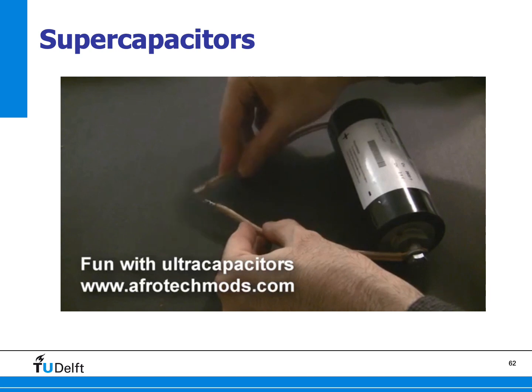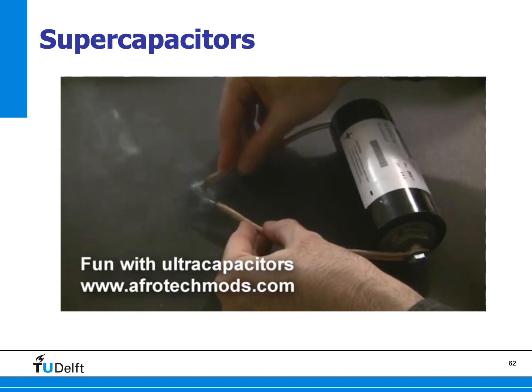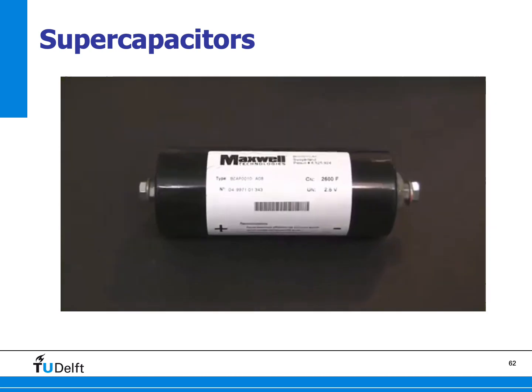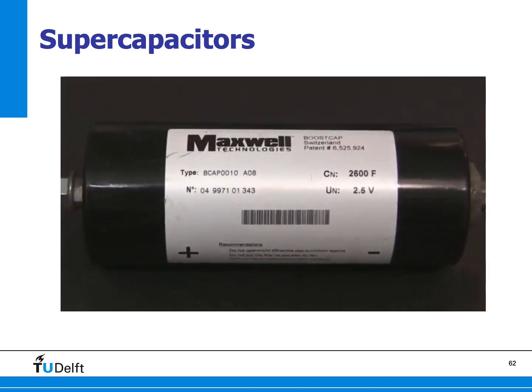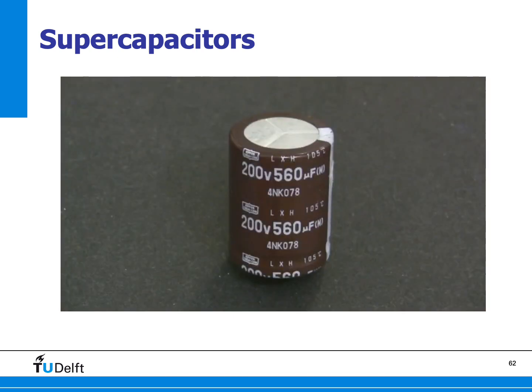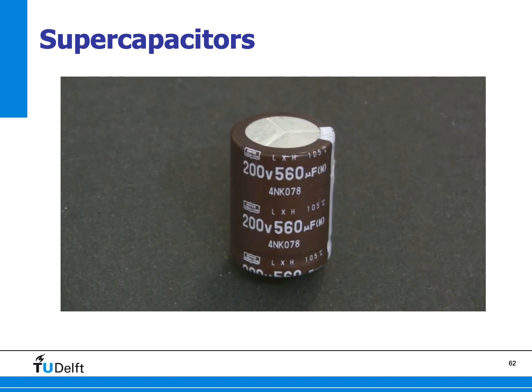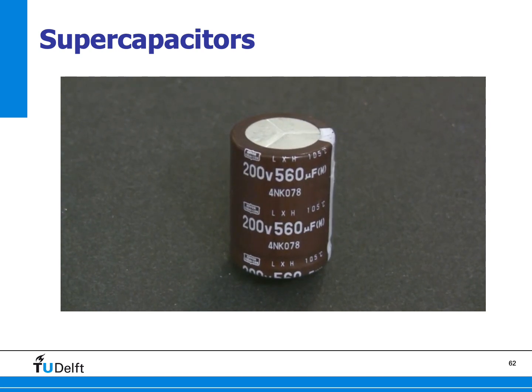In this video, we're going to commit random acts of destruction and learn a few things about capacitors along the way. Ultracapacitors are like regular capacitors, except they can hold much more energy. Here's an example. This is a 560 microfarad, 200 volt electrolytic capacitor, and it's about as big as you'll ever see on a consumer circuit board.